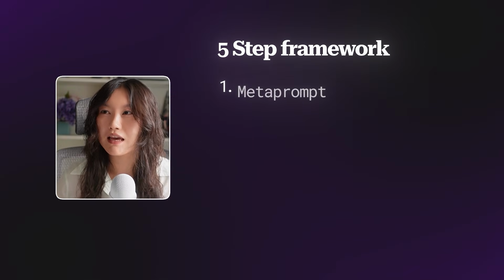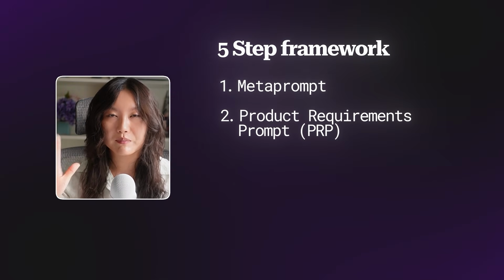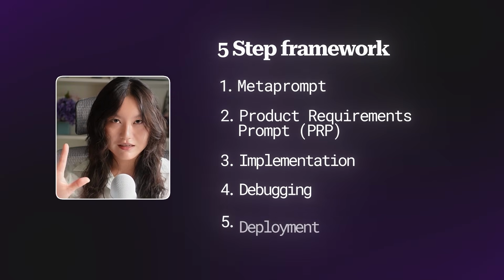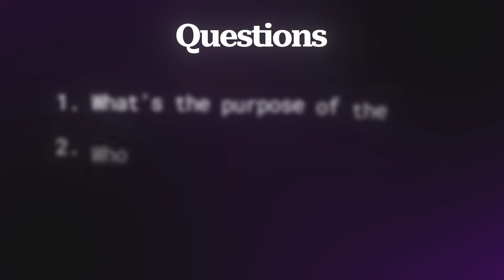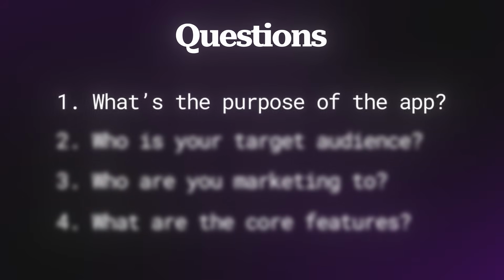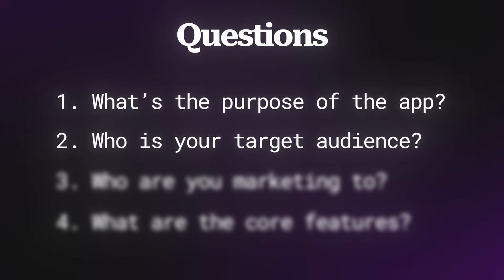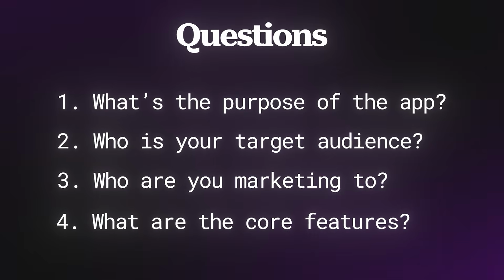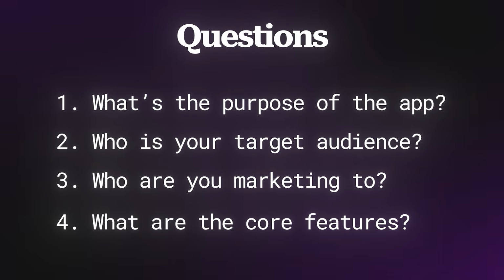The 5-step framework is meta prompt, product requirements prompt, the PRP, implementation, debugging, and deployment. The first part of the framework is the meta prompt, and this is what I like to use in the very beginning, in the ideation phase, because it goes through and asks you questions like what's the purpose of the app, who's the target audience, who are you marketing, what are the core features, and it goes through all of these and forces you to think about who it is that your application is actually designed for.